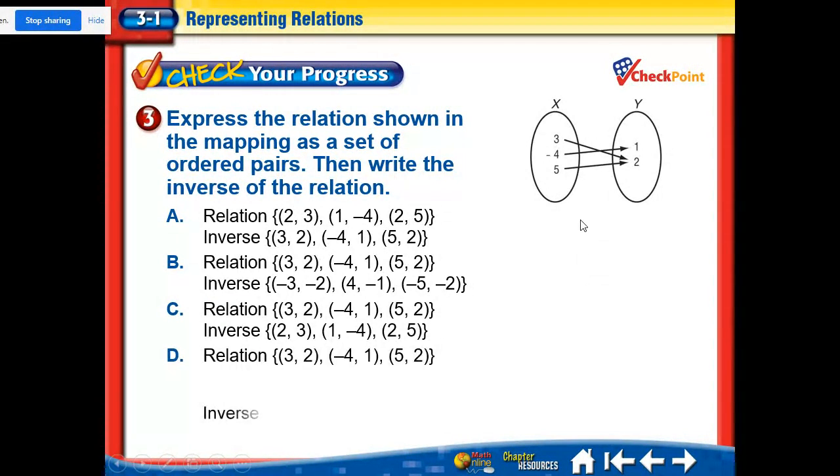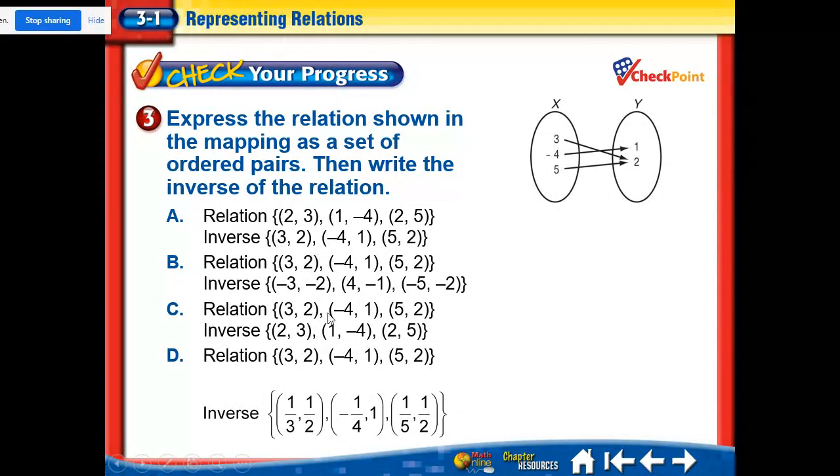So what about this one? The first number is 3, -2, then -4, 1, and then 5, 2. So 3, 2, 3, 2, these all look good here. This one's not right. I can X that out. And then to do the inverse, we got to flip them around. This one makes them all negative. That's not right. This one is the correct one because notice 3, 2 becomes 2, 3. And so we're talking about C.